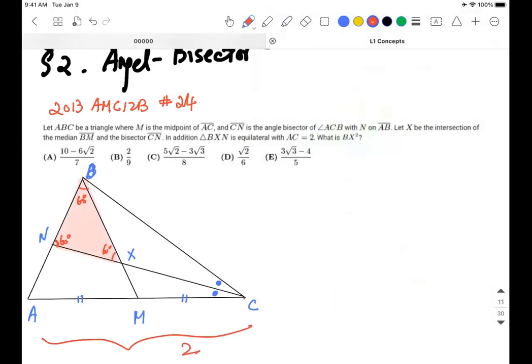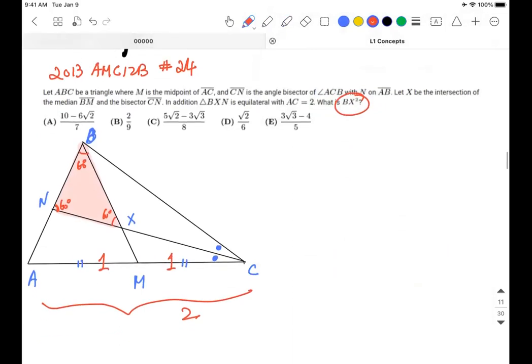Because M is the midpoint, right? So this is 1, this is 1. With all this information, the question asks you to determine the value for BX squared. BX squared. Well, to determine the value for BX squared, because the little red triangle is an equilateral triangle, BX, BN, and XN, everything is good, right? As long as you determine one, we're good to go.